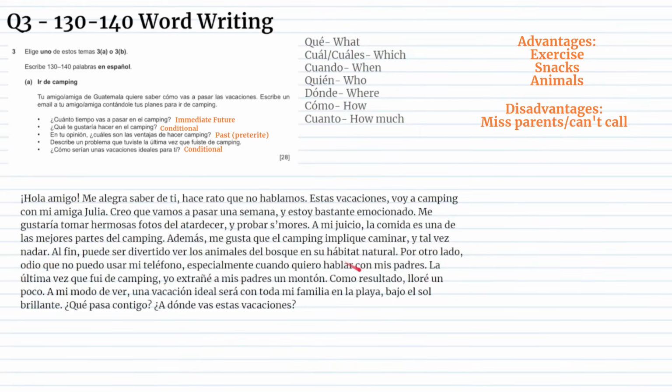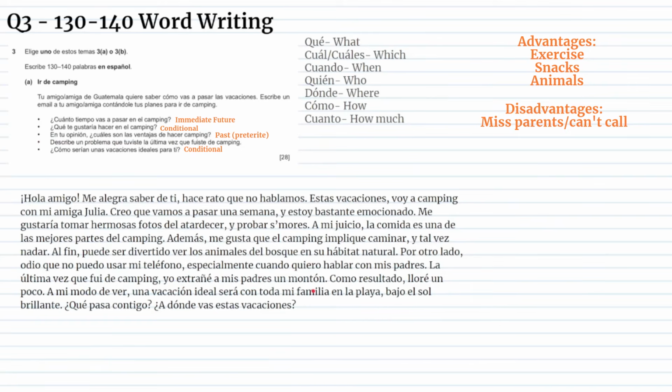And the reason I was talking about this was because I wanted to transition into here, describe a problem that you had the last time you went camping. I wanted to say that I missed my parents. So by saying one of the disadvantages that I can't use my phone, can't call my parents, that lets us switch perfectly into the 4th question, creating structure like I mentioned before. La última vez que fui de camping, yo extrañé a mis padres un montón. Un montón, this is a little phrase you guys could use, just basically means a ton. Some good detail, adds. So take note of that if you want to. Answers the question, right? The problem that I had last time I went camping, I missed my parents a lot.